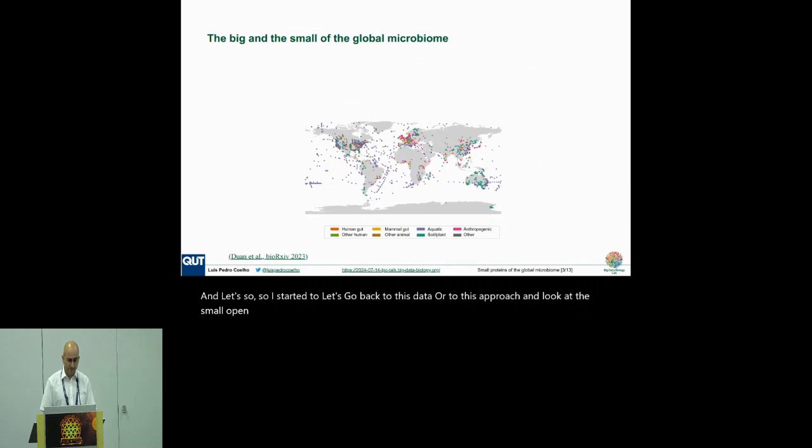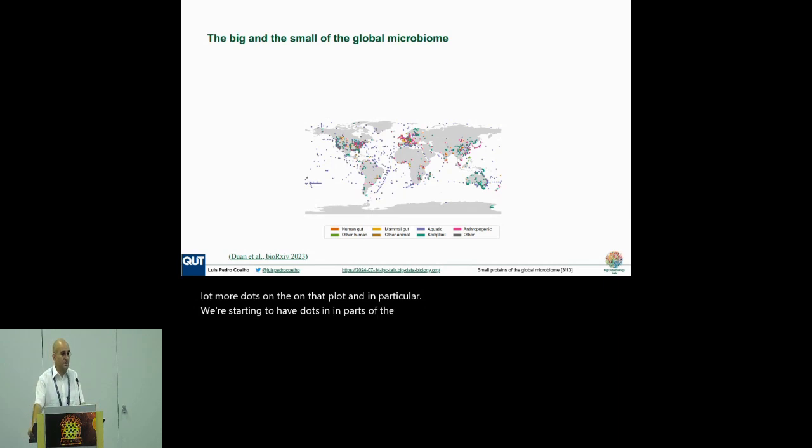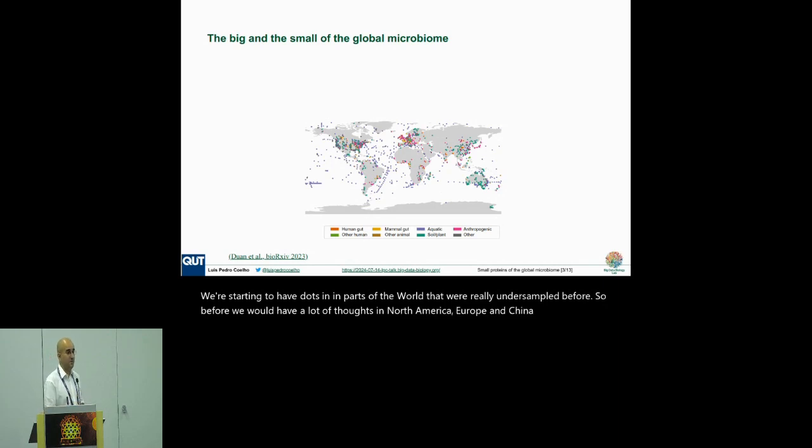open reading frames. So in the meanwhile, we have more data. So if you see, we have a lot more dots on that plot, and in particular, we're starting to have dots in parts of the world that were really undersampled before. So before we'd have a lot of dots in North America, Europe, and China. Now we're starting to have, still not a representative sample, but at least less skewed.